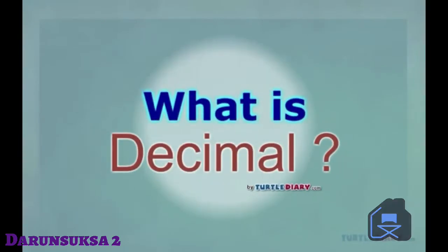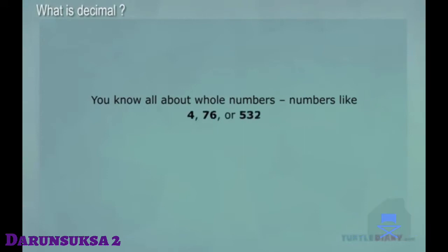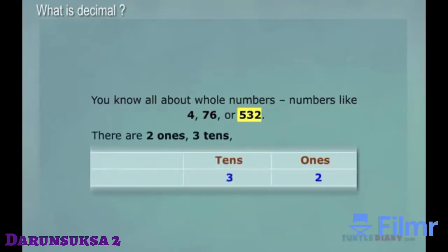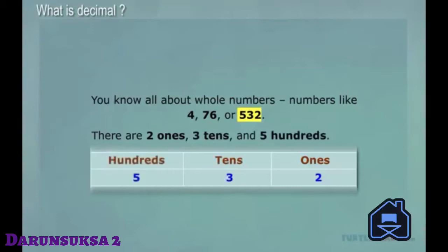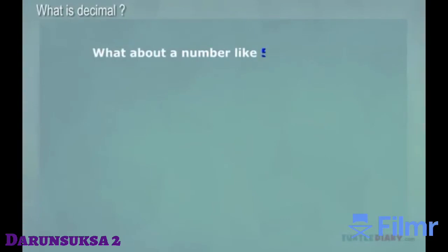Decimals Introduction. You know all about whole numbers. Numbers like 4, 76, or 532. In a number like 532, each digit represents something different. There are 2 ones, 3 tens, and 5 hundreds. What about a number like 532.19? This is a decimal.